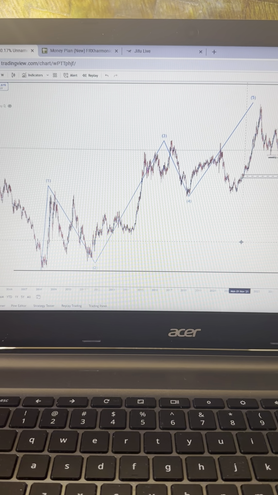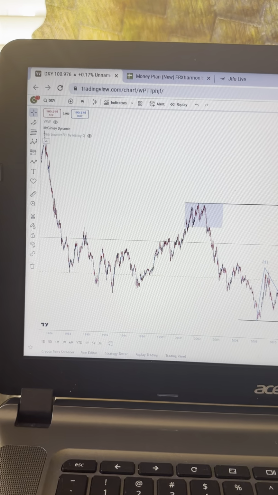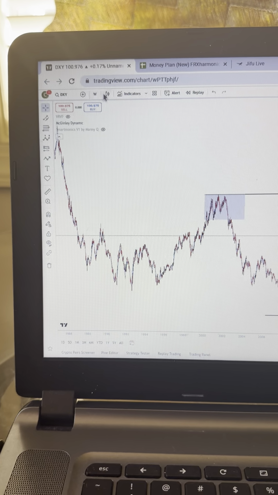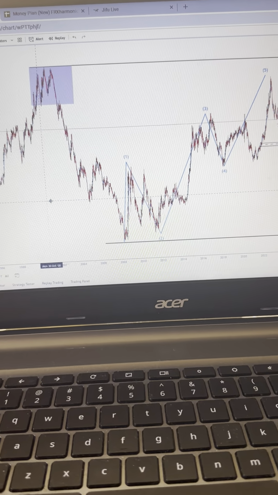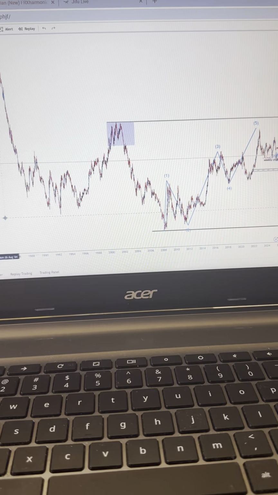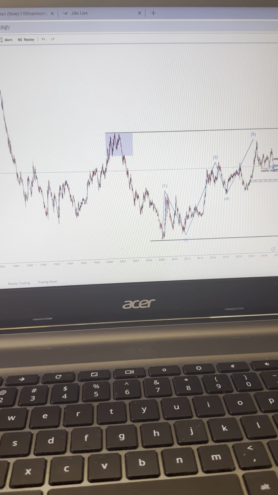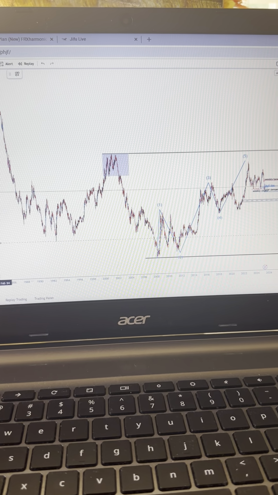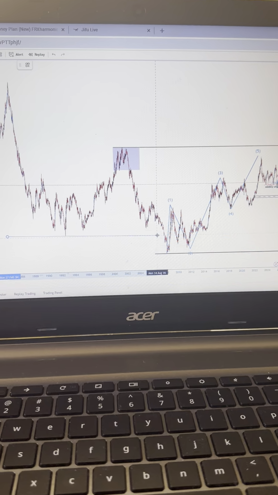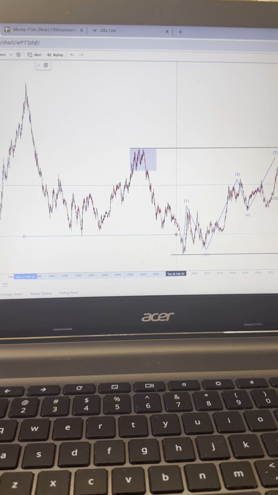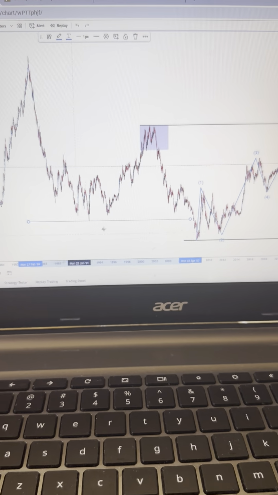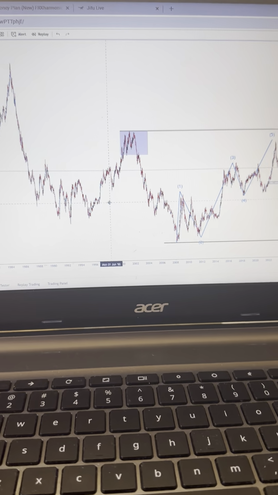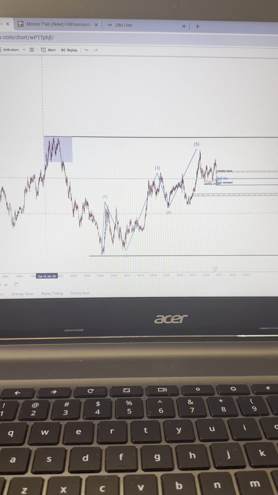So right now, the US dollar, this is the weekly chart. As you can see, the W represents the weekly. This is the DXY on the weekly. We see the major break happening right here on the weekly. That's indicating that the market is still selling on the weekly.